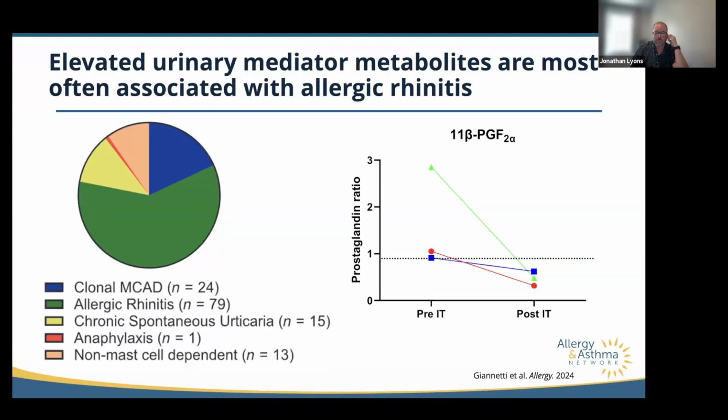Importantly, Matt Gianetti's group showed that the most common clinical association with having elevated urinary mediators was allergic rhinitis. And importantly, the folks that had it the highest actually went down substantially with immunotherapy. So it was likely local activation by allergen of mast cells in the nose. Once patients became desensitized through allergen immunotherapy, or allergy shots, to the environmental allergens, they stopped making those prostaglandins and they normalized. I just thought that was fascinating and interesting.